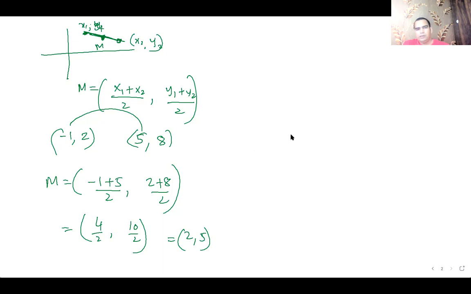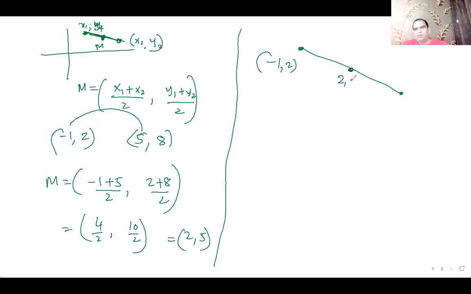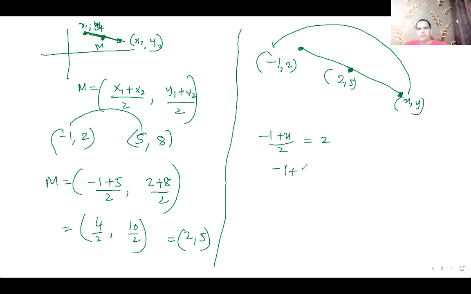In some cases, they will give you one coordinate, let's say negative 1 comma 2, and the midpoint, which I know is 2 comma 5, and I might be asked to calculate the x and y coordinate of the other point. In such cases, since you already know the midpoint, you set up the midpoint equations. Negative 1 plus x upon 2 is 2, and if I solve for x, negative 1 plus x equals 4, and that gives me x is 5. So the x coordinate of this point is 5.